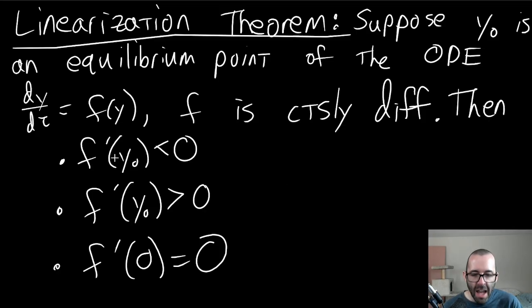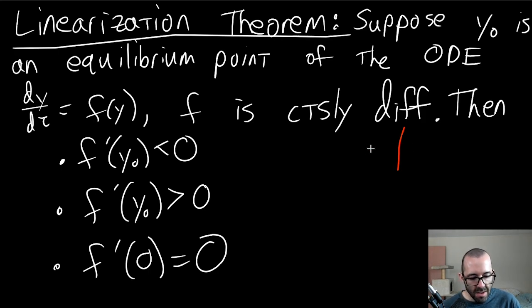All right? And remember, f is the derivative of y, but f prime is not the derivative of y. F prime is the derivative of f, which is like the second derivative, which is why it's like the second derivative test. So let's look at what these situations talk about. We're going to classify y0, an equilibrium point, as either a source or a sink.